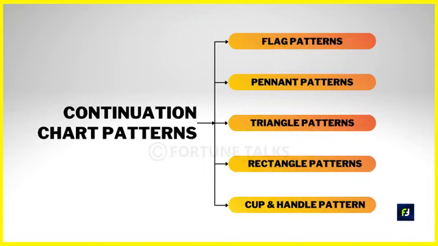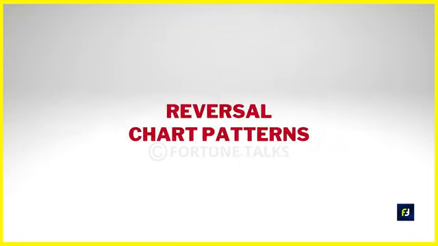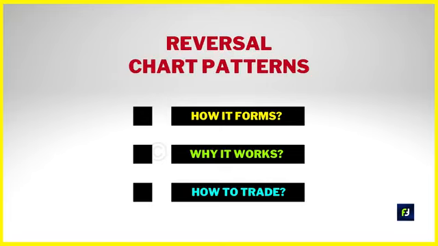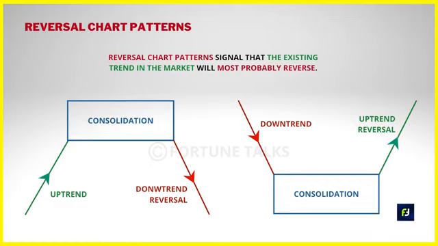Now in the last part, we talked about 5 different types of continuation chart patterns. However, in this video, we will talk about reversal chart patterns, and we will not just talk about it, we will examine why these patterns work in the market and why you should trade them. We will discuss the 4 most common and most profitable reversal patterns along with their entry, stop loss and target criteria. And if you don't know what reversal patterns are, as the name suggests, these patterns signal that the existing trend in the market will most probably reverse, or in simple terms, they predict that the market will take a U-turn in the opposite direction of the existing trend after the end of the pattern.